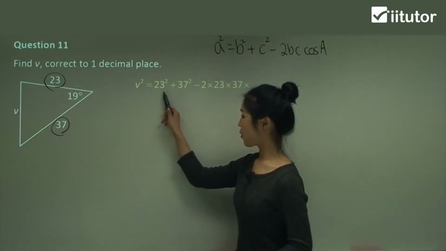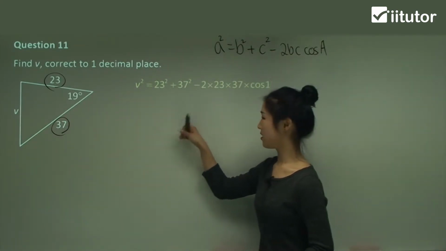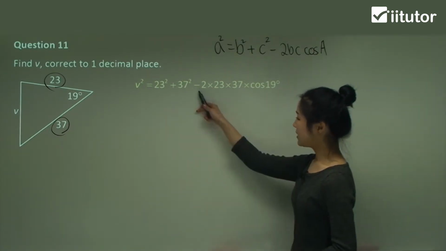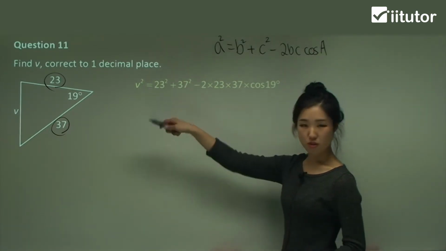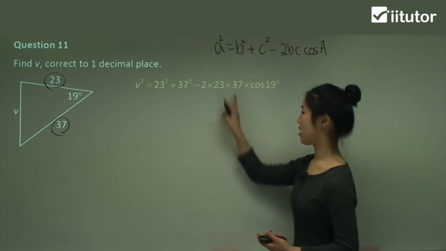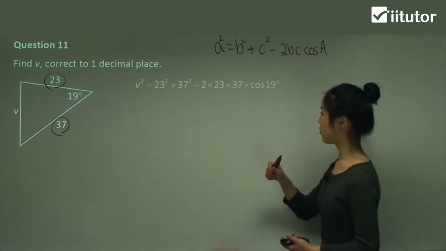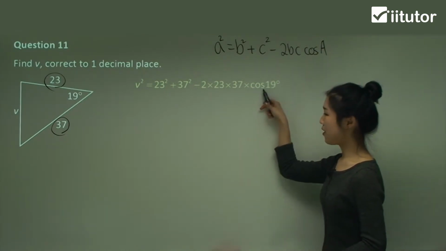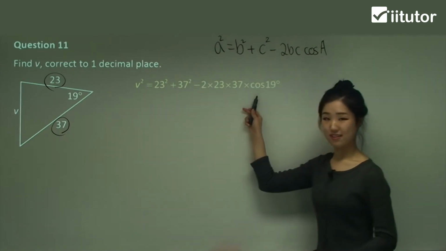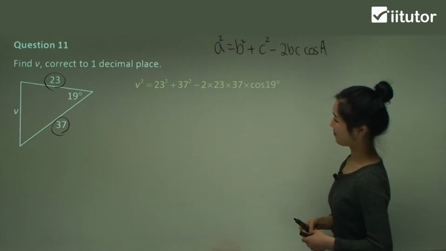So 23 squared plus 37 squared. It doesn't matter which way you put it, doesn't matter about the order. Minus 2 times the 2 sides multiplied together, so 2 times 23 times 37. Because it's all multiplying, you don't have to worry about the order as well. Times cos the opposite angle of v, so 19. So cos 19 degrees. Get that?